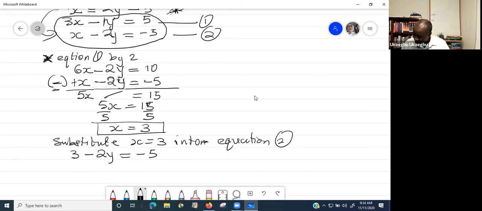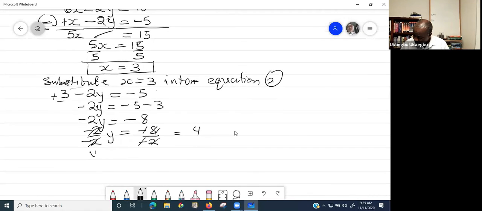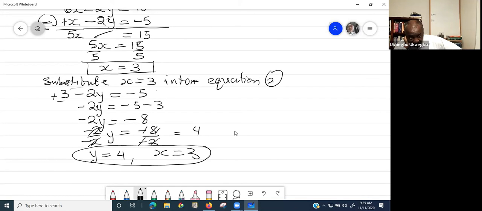So that means you're collecting like terms. You have negative 2y equal to negative 5. This 3, you bring over to this side, and from positive it changes to negative, minus 3. If you keep simplifying, you're going to obtain negative 2y equal to negative 5 minus 3, which gives you negative 8. Then if you divide both sides by negative 2, negative 2y over negative 2 equals negative 8 over negative 2. This crosses out, and this gives us 4. So y is equal to 4, x is equal to 3, and that's the solution. Any question?